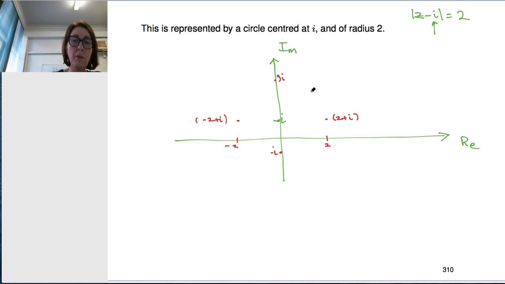And there are going to be a whole bunch of other points. If I go out in all directions from that point i, a distance of 2, I'm going to get infinitely many points. And if I join them all up, and this is going to be impossible to do on this screen, what I'm going to get is something that looks like a circle, but actually is a circle.